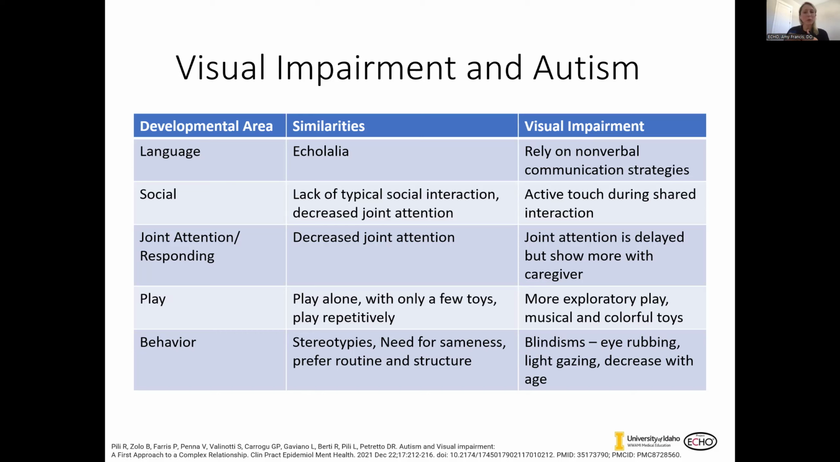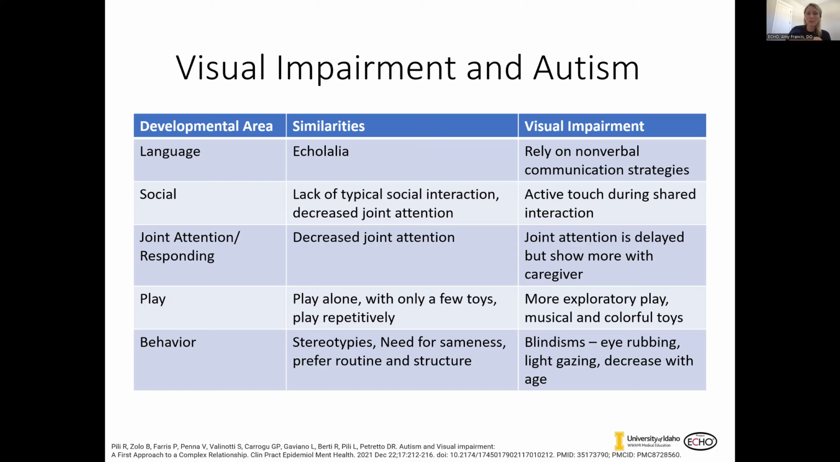Children with visual impairment will choose more exploratory toys, toys that have more tactile input that they can get out of it, musical toys, colorful toys, or toys that have color contrast. Both children will have stereotypies or the need for sameness and predictability. They prefer routines and structure.